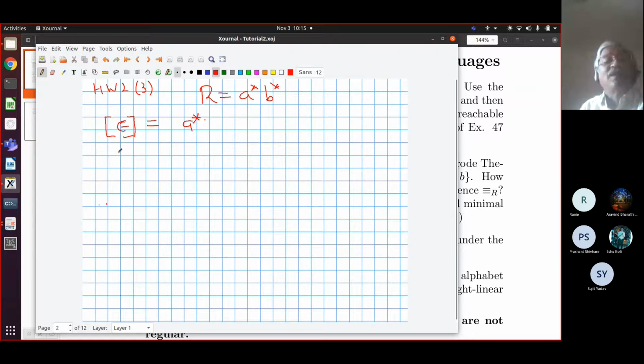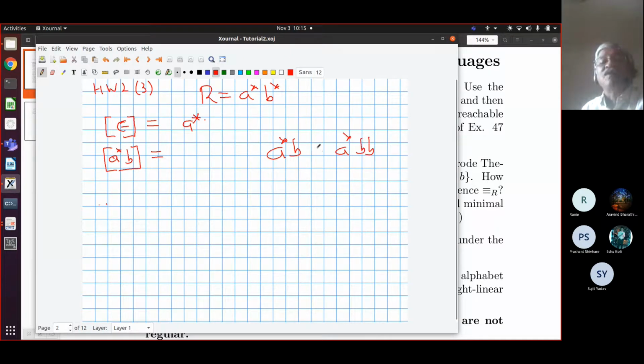Now, what about a string like AAB? What is its equivalence class? That is a separate class, not equivalent to the previous one. But what will be all the strings in it? First of all, AAB is the same as A star B, because all A's are equivalent. So A star B is the class of AAB. Now, what about strings like A star B and A star BB?